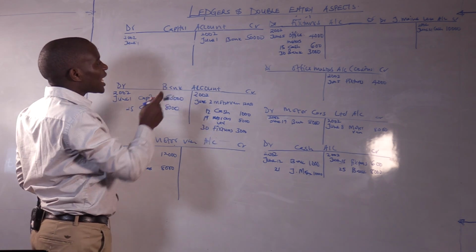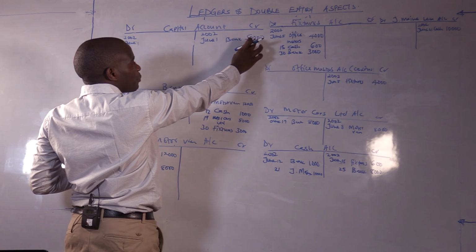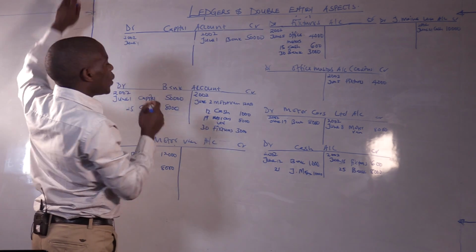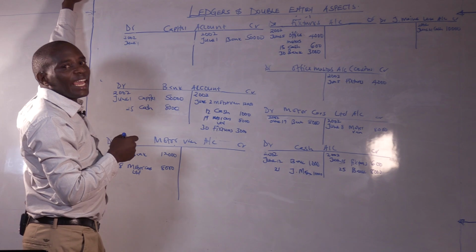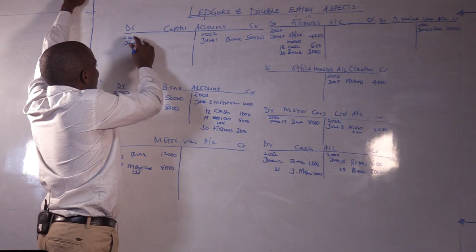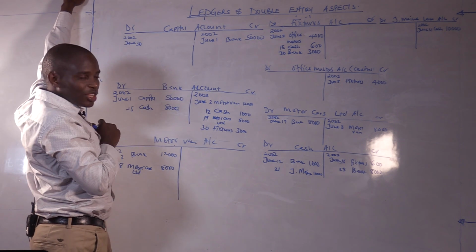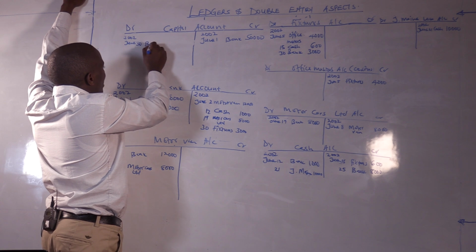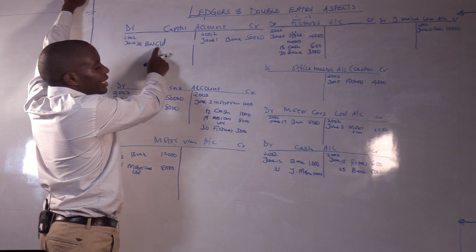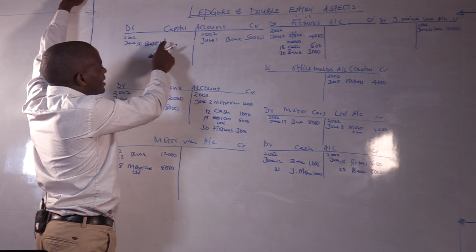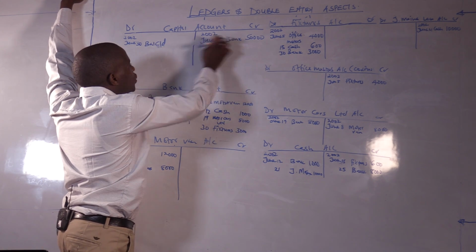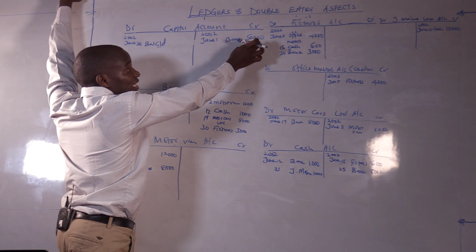To do so, we shall introduce what we call balance carried down. In this case, we shall assume we are balancing as at the end of the month, and the month here ends on the 30th. So we shall come here and say 30th June, and we shall have here balance carried down. CD represents balance carried down. The balance carried down will be the difference between the totals of this side and the totals of this other side.